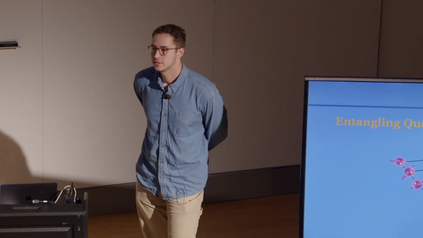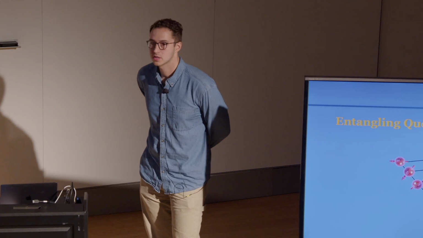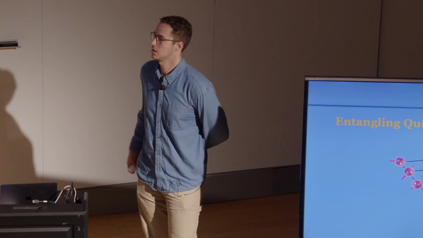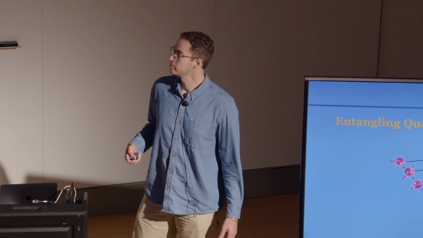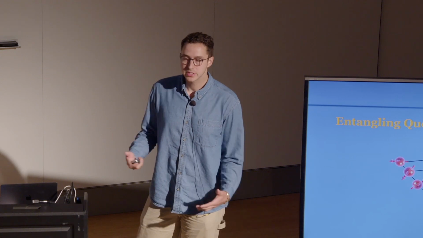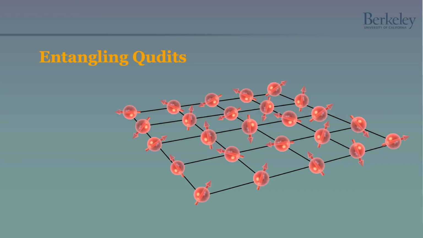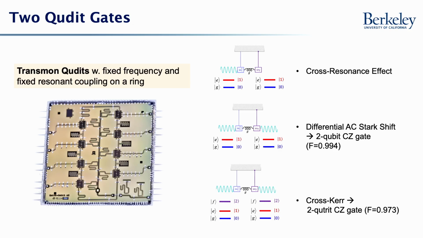OK, so that covers the single qudit work, just to give a flavor for what the actual qudits are in our group. Now the meat of the talk is how we are able to couple these systems together and entangle them. Like I said before, the chip we're using as a testing ground for a lot of these ideas is this chip of 8 qudits coupled in a ring, where our qudits are all fixed frequency for added robustness and have fixed coupling as well.